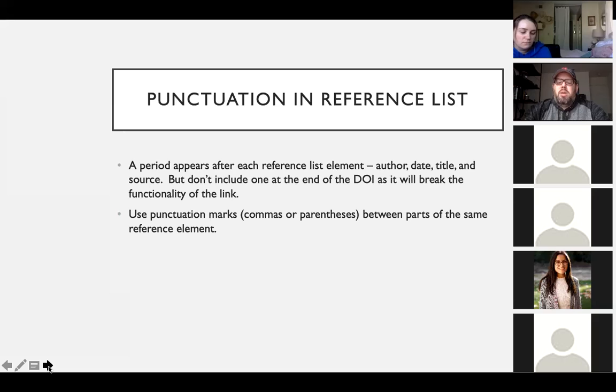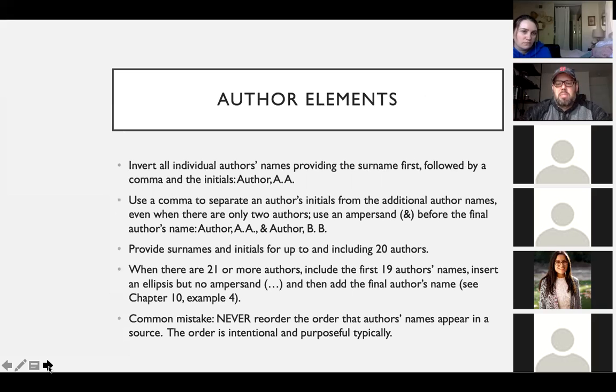You use punctuation marks such as a comma or parentheses around parts of the same reference element. So for example, if you're pulling information from the journal about the issue or the volume number, that is going to be either in parentheses or it's going to have commas around it. The page numbers also are partly from the journal and the source. So that's why there's not periods after all of those. The period at the end means that that's where the source material is coming from. And we'll look at some examples in just a minute to go over that further.